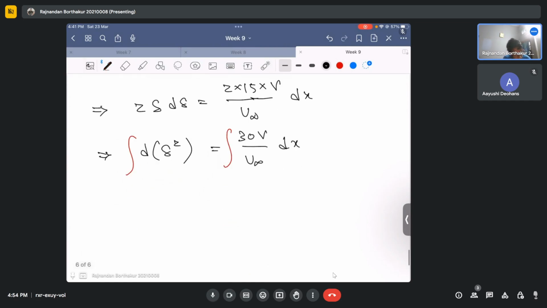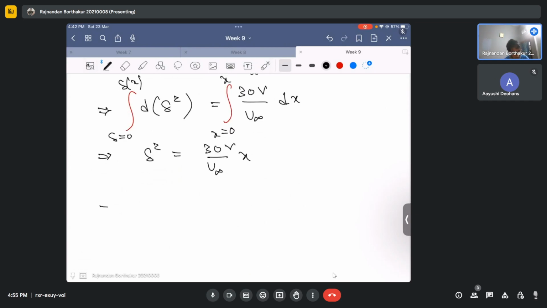So if you integrate this, you will get delta squared. Let's do a direct integration. At x equal to 0, I know that my boundary layer thickness is 0, and at some x, I know that my boundary layer thickness would be some delta of x. Which means I have delta squared equal to 30 nu by u infinity times x, and if you apply the limit, it eventually comes out to be something like this. And this means that your delta is nothing but the square root of 30 nu x by u infinity.